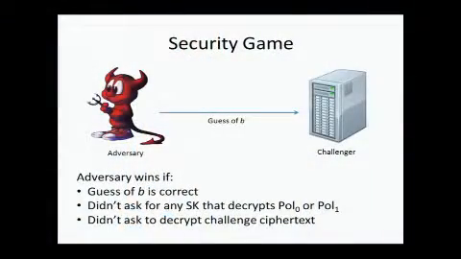And then he wins if he's correct, except that he doesn't win if he asked for a secret key that's supposed to decrypt one of the policies he requested, because in that case he's supposed to be able to read the message. And he doesn't win if he asks the challenger to decrypt the challenge ciphertext, because, of course, in that case he's also supposed to know what's in it. And so the security property should be that the adversary doesn't win this game much more than half the time, half plus epsilon.